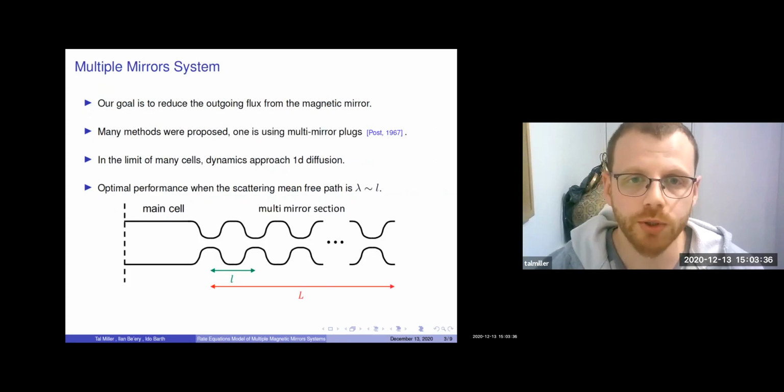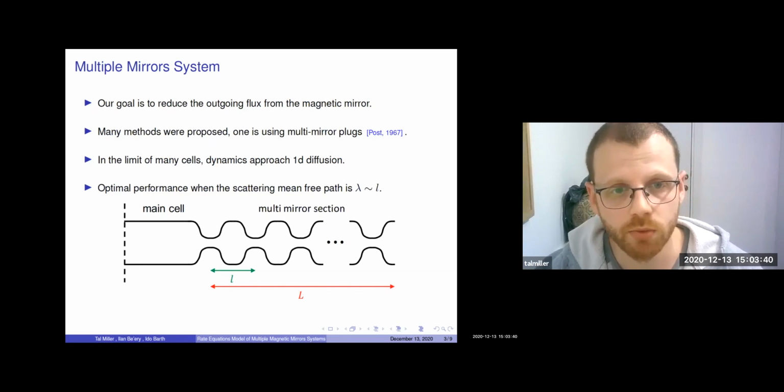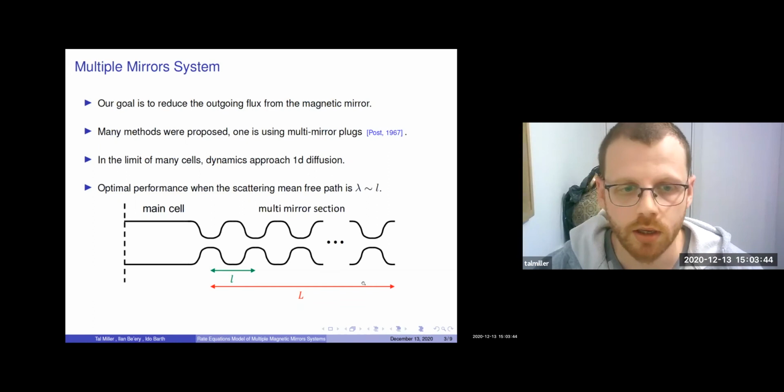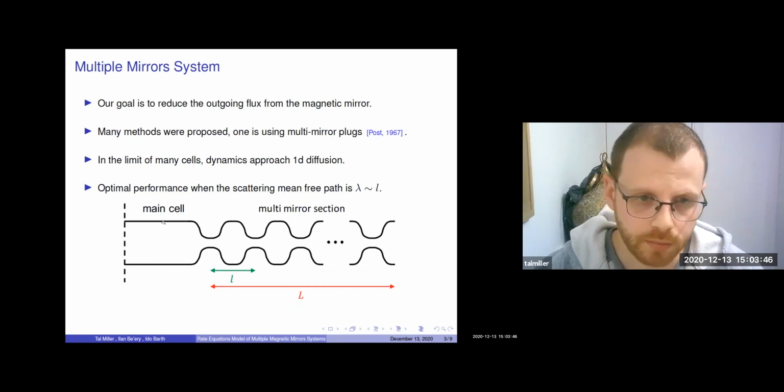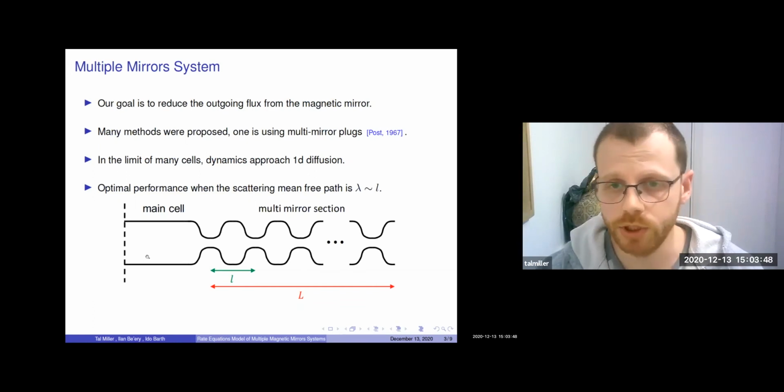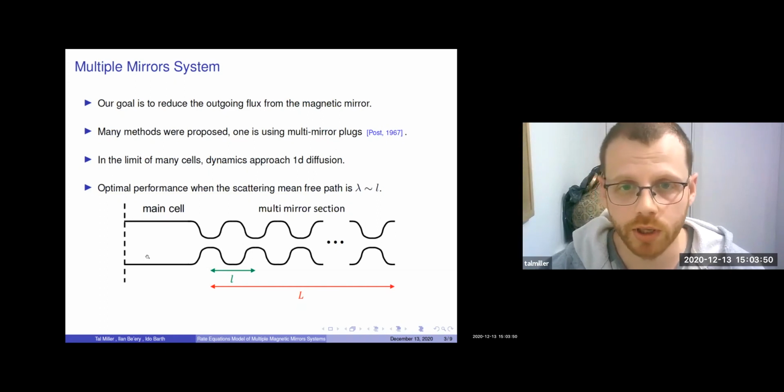Our goal is to reduce the outgoing flux from the magnetic mirror. Many methods were proposed over the years. One is using multi-mirror plugs. So if you look in the schematic, we have on the left the main cell, which is the magnetic mirror, where in the would-be reactor, we would have our fusion plasma. Particles, ions, would escape through the loss cone, and we want to stop them.